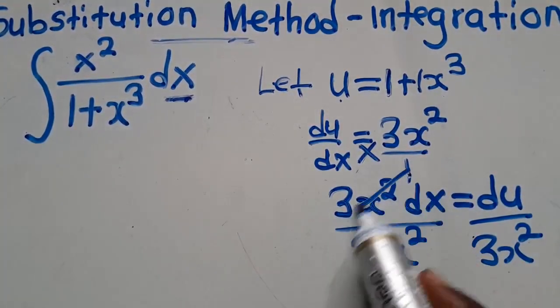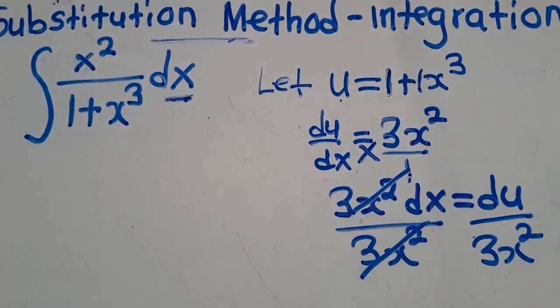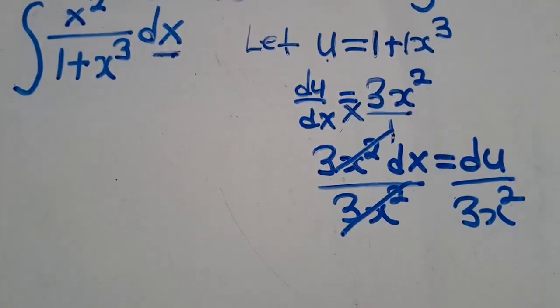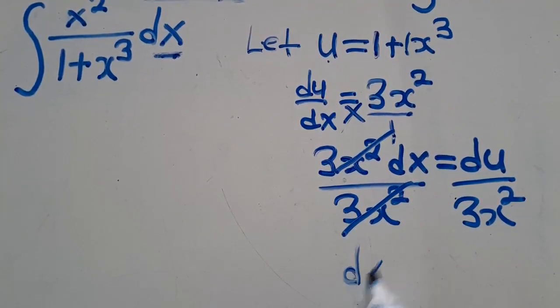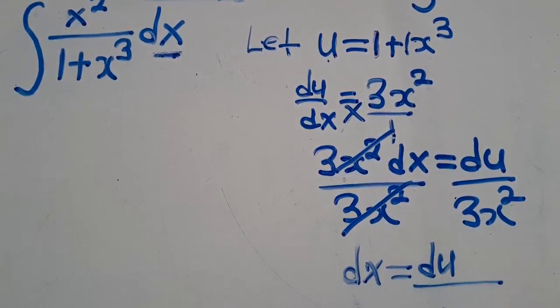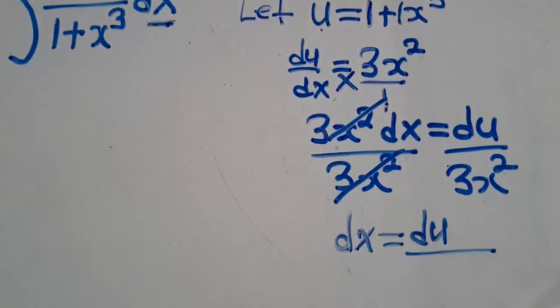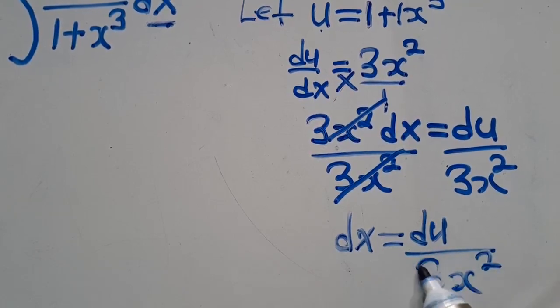Have you seen? This and that will cancel out. What you are going to remain with is dx equal to du over 3x squared. This is what you are going to have. I don't know if you've understood this part.